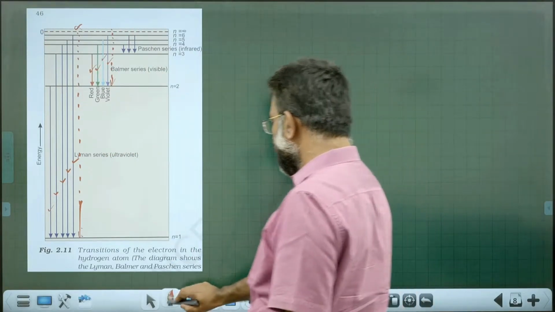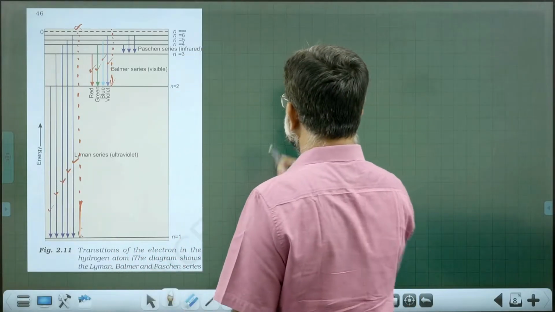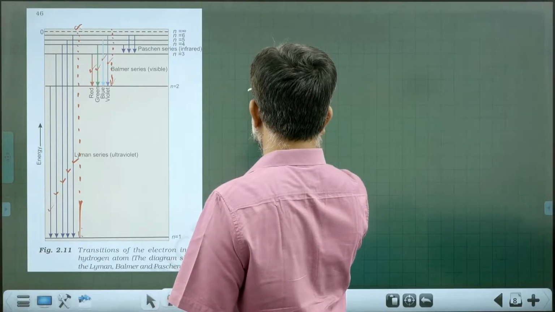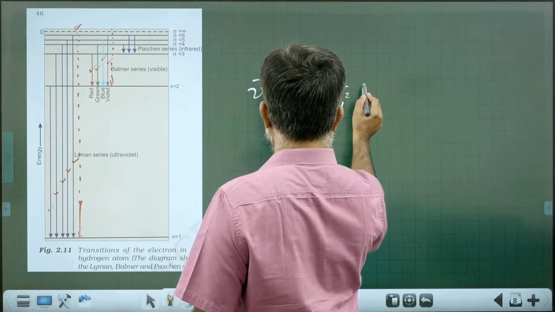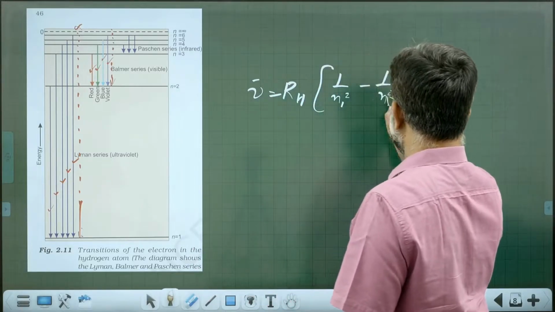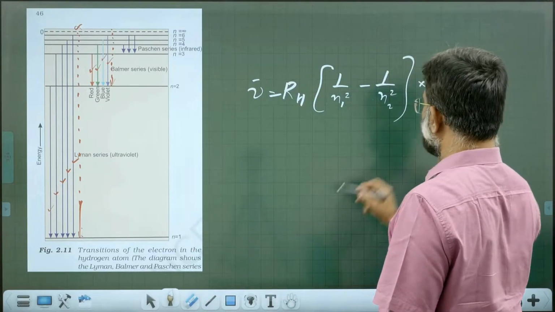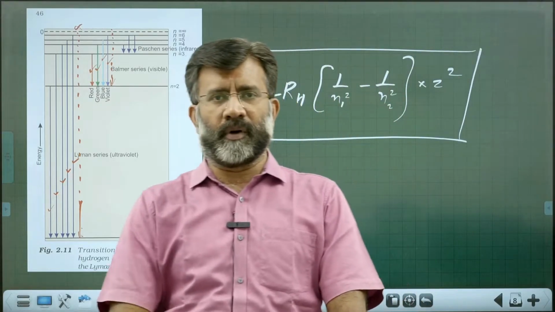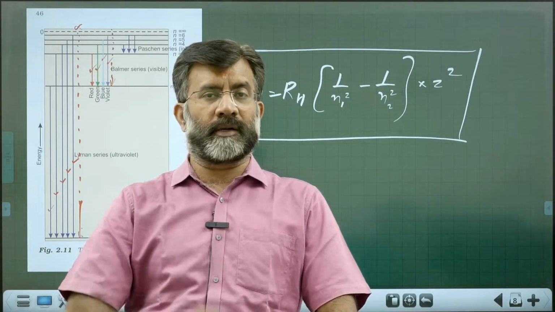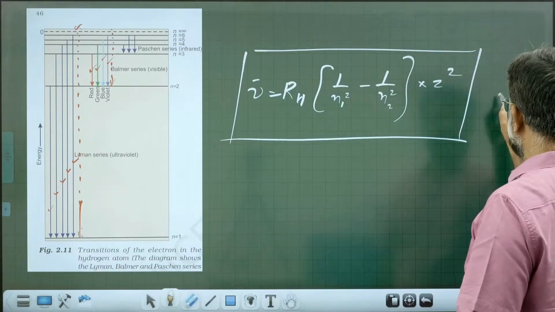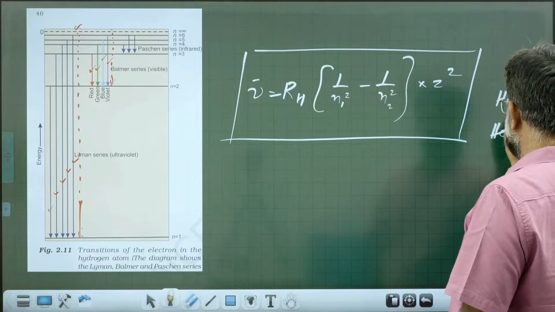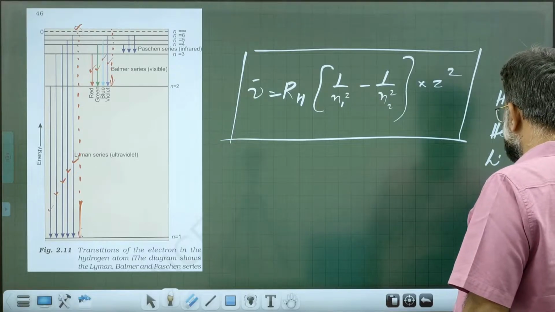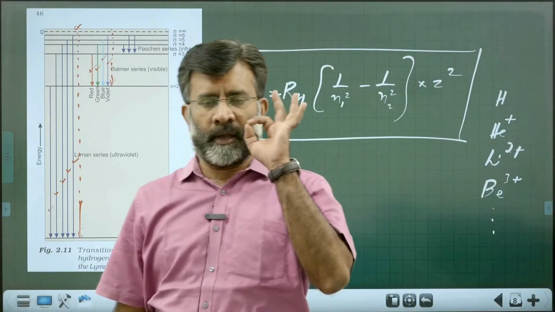A very important equation everybody should know regarding the spectral series is nu bar equal to RH into 1 by N1 square minus 1 by N2 square into Z square. We are talking about Bohr atom. Bohr atom means uni-electronic system: hydrogen, helium plus, Li2 plus, Be3 plus. We call these Bohr atoms.